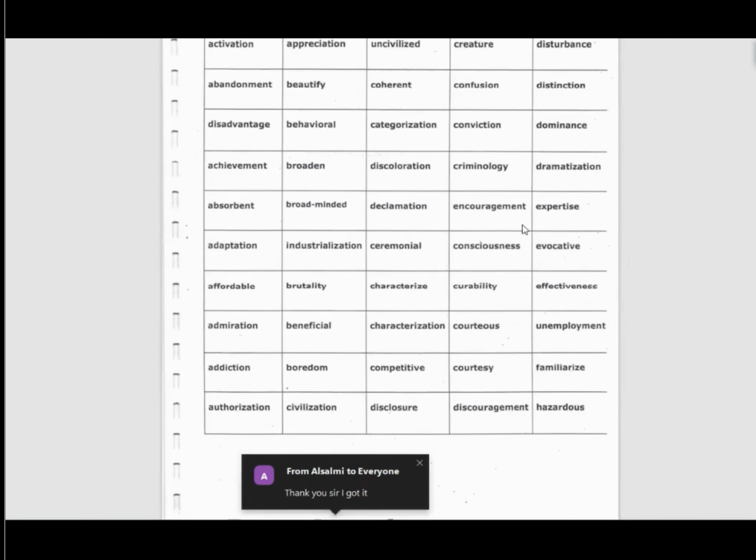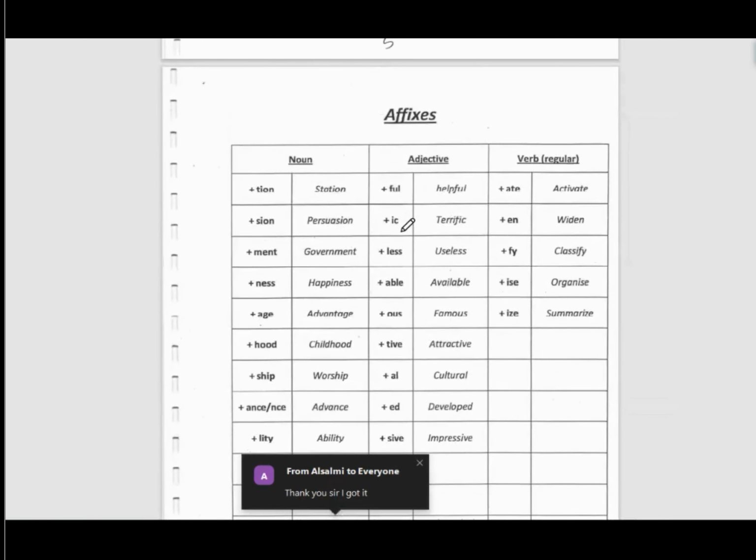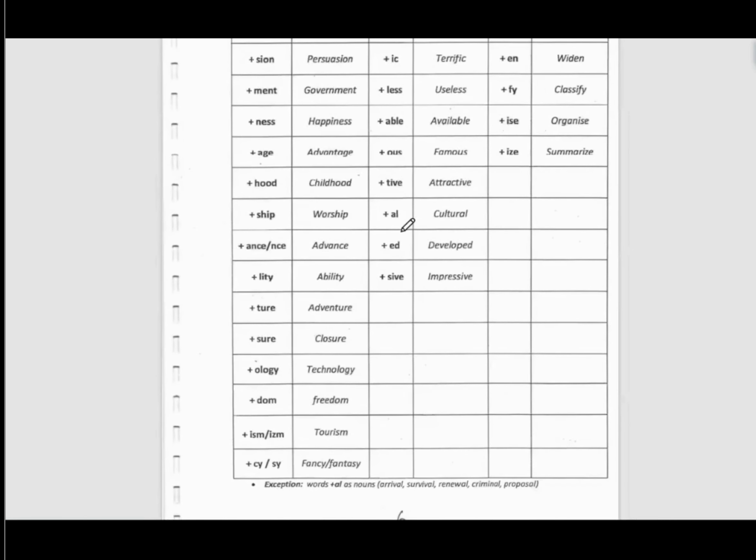You got it? Okay. This will be a spelling test tomorrow, inshallah. And this is about the affixes. It's only in the first lecture. You can listen to the first lecture again. I'm sure you will understand it very well.